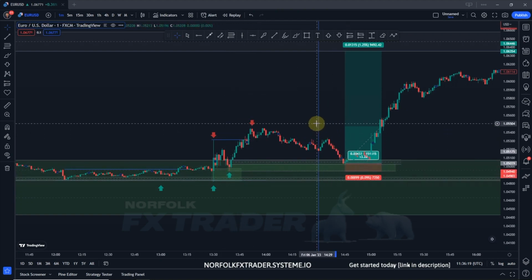So I do hope you've enjoyed this content today on how you can use that change of character out of an area of demand on this occasion, and how to read the price on the chart around a news event.